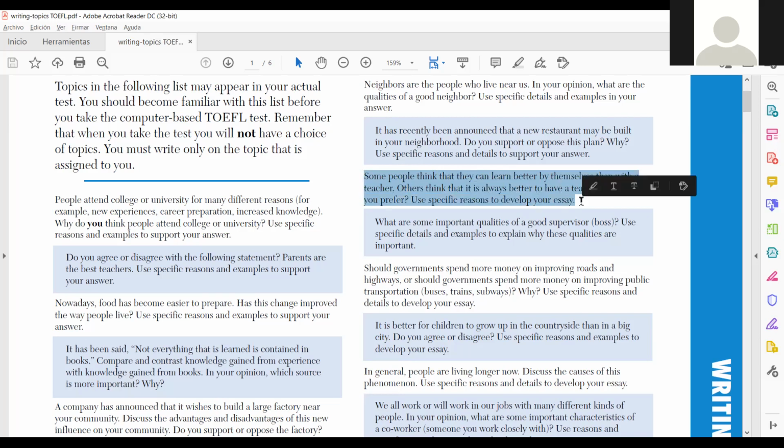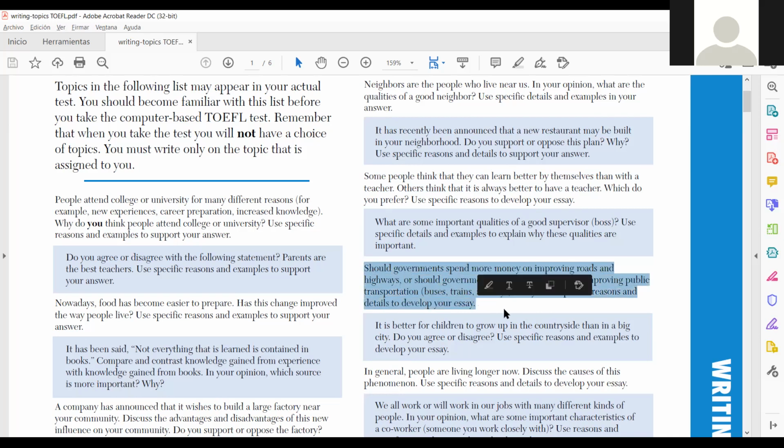Can you read this one? Some people think that they can learn better by themselves than with a teacher. Others think that it is always better to have a teacher. Which do you prefer? You have two alternatives, but if you don't like that one, I think I have another here. Read this one. Should government spend more money on improving roads and highways, or should government spend more money on improving public transportation?